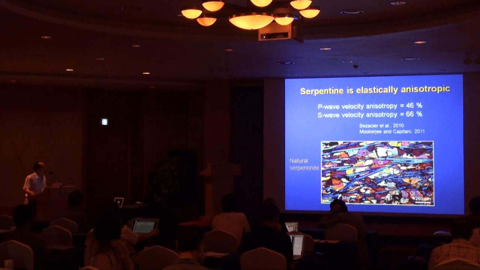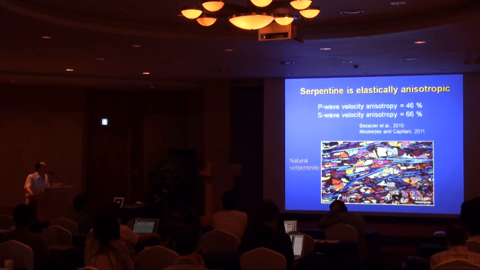Serpentine is elastically anisotropic. Depending on the orientation of serpentine, we have a P-wave velocity anisotropy up to 46%, and S-wave up to 66%. This picture shows antigorite, shown in blue color here. If serpentine deformed in nature, if they have a preferred orientation, then it will cause large seismic anisotropy.